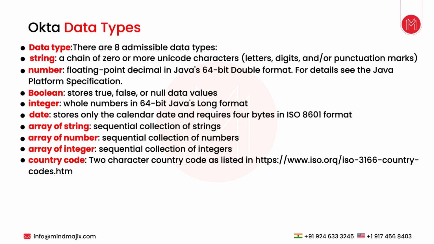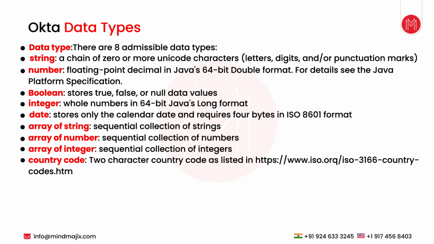So a number is a floating point decimal in Java 64-bit double format. It could also be your integer number, but by default we say it is a decimal number. And if we select decimal values as 0, then it becomes an integer value. So number and integer are kind of the same data types. The only difference is that one contains decimal numbers, and the integer is the one without decimals. Boolean is pretty much the same as what we have in Java. It stores the value as true or false. Those are the only two values allowed in the Boolean data type.